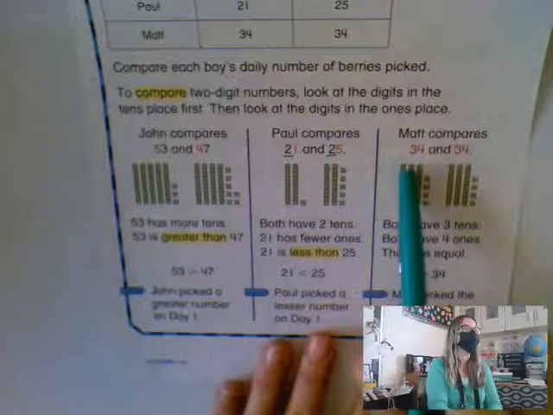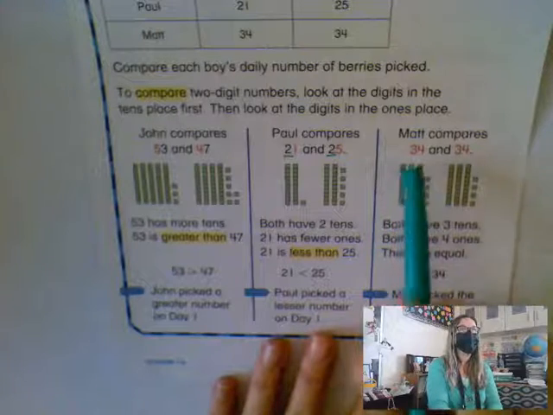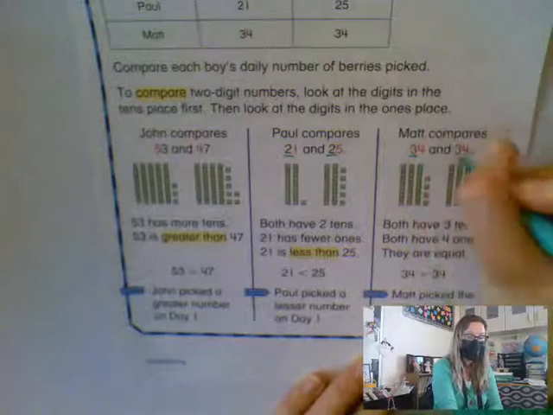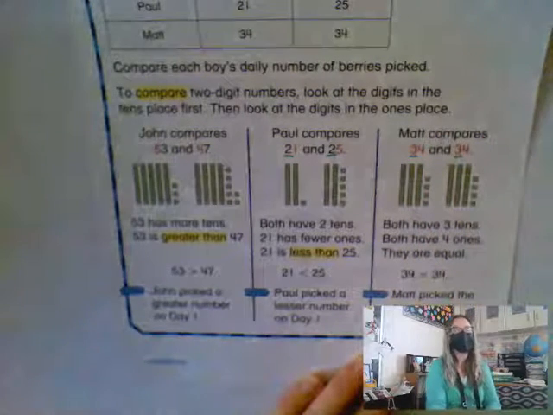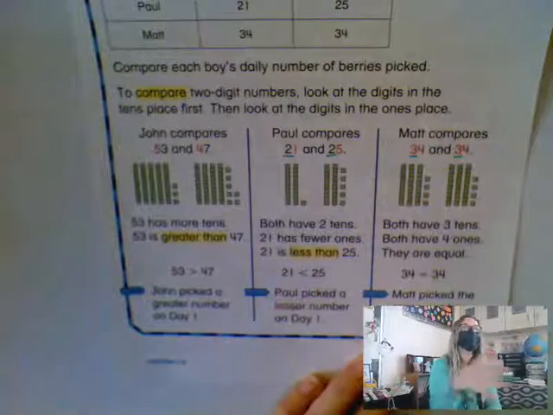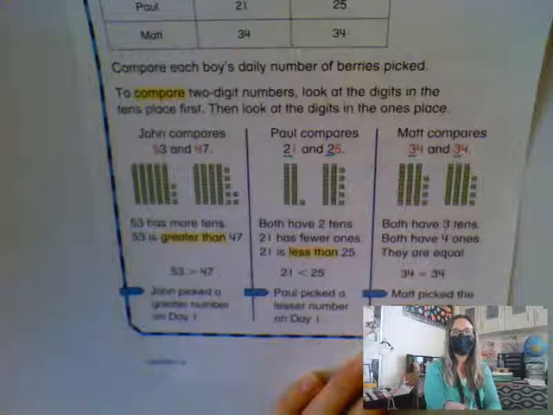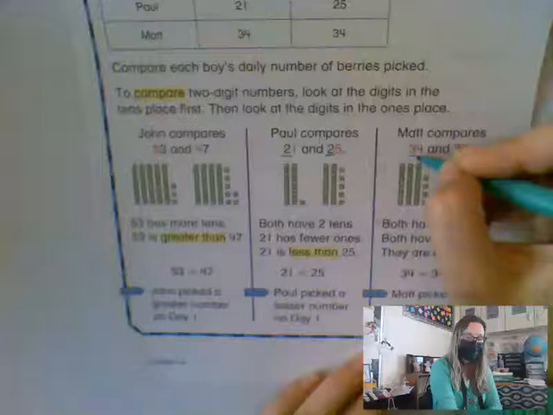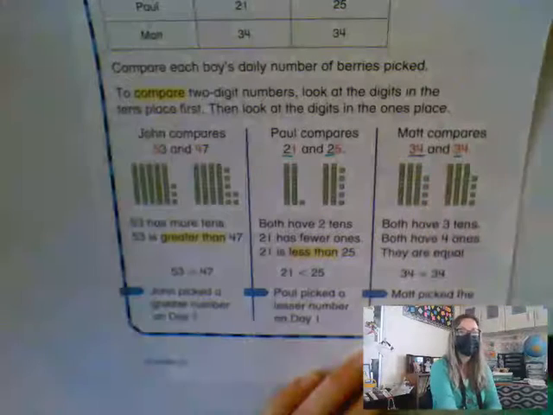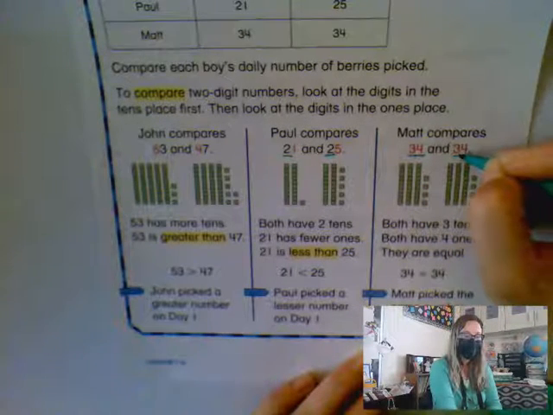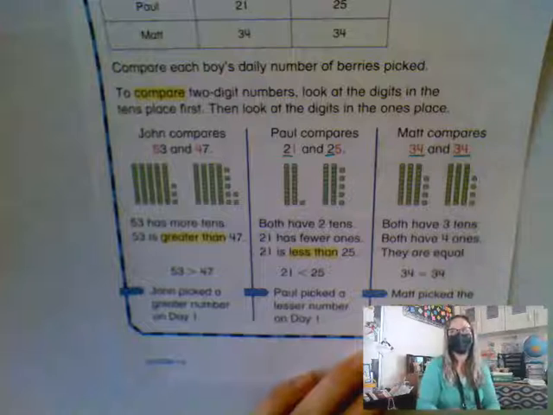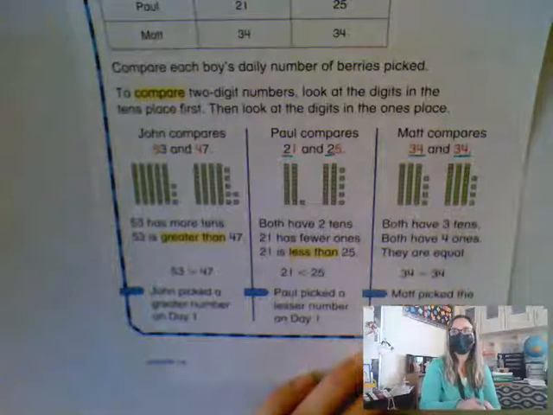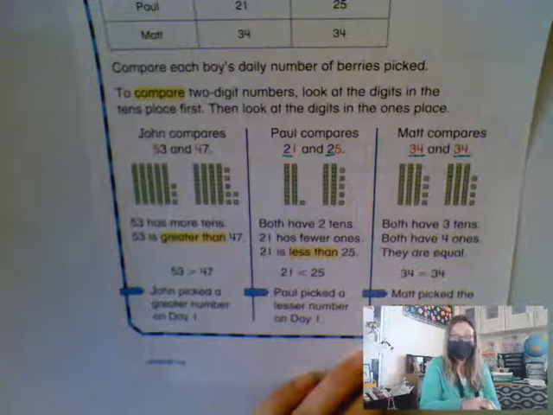Now let's look at Matt. If we look at the tens place, he has a 3 on the first day and a 3 on the second day. So now we have to go to the ones place to figure out which one has more. When we get to the ones place, Landon, I see he has a 4 on the first day and a 4 on the second day. So which day did he pick more berries, Landon? Both days he picked the same.